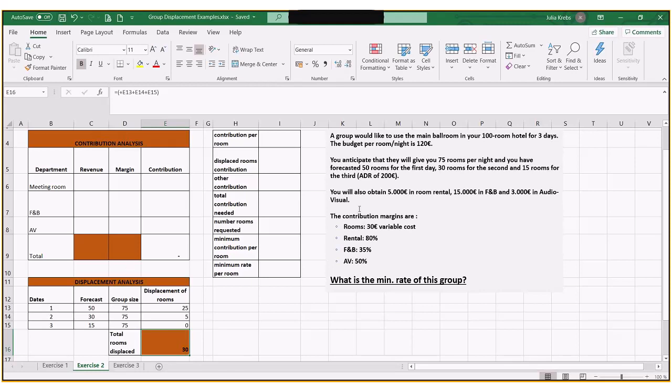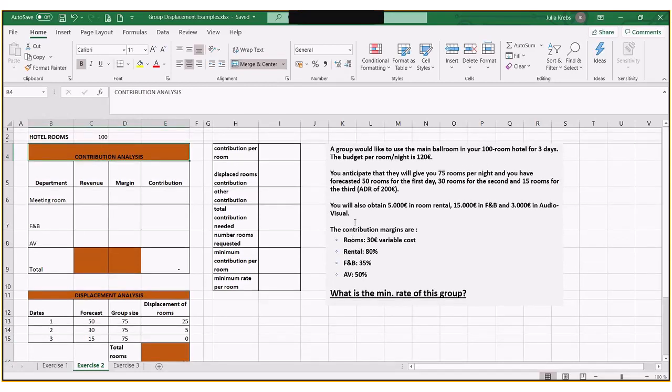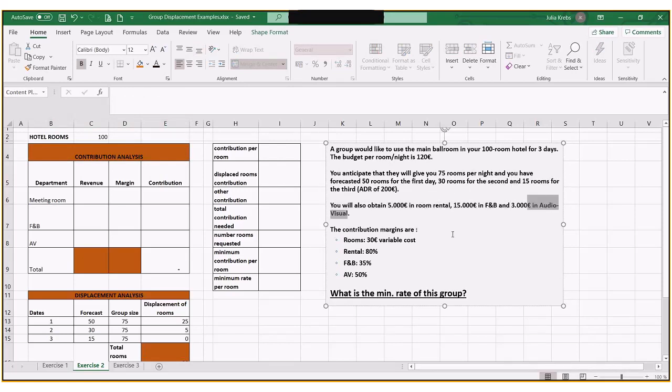Then, next thing that we need to find out is the contribution analysis. Here we have actually additional contribution from the group because they're paying for the meeting room and they're paying for F&B and they're paying also some additional audiovisual. So they have rented some equipment, I assume. Maybe a DJ, whatever, all of that is together in that 3,000.